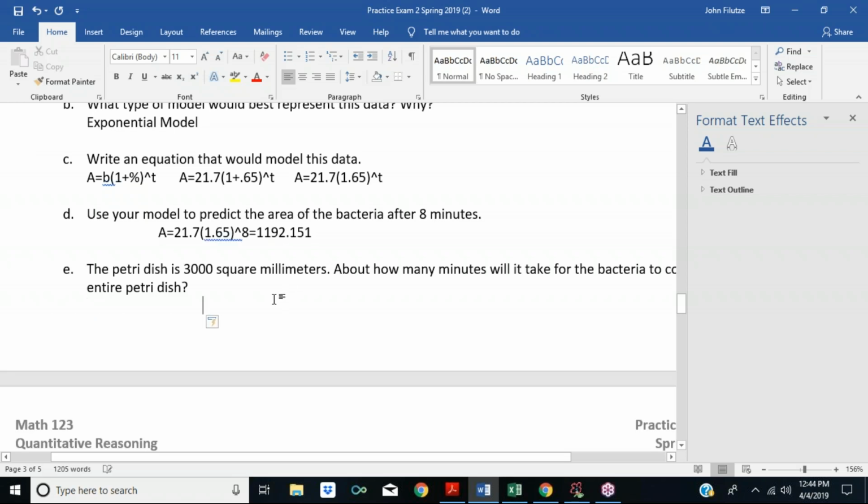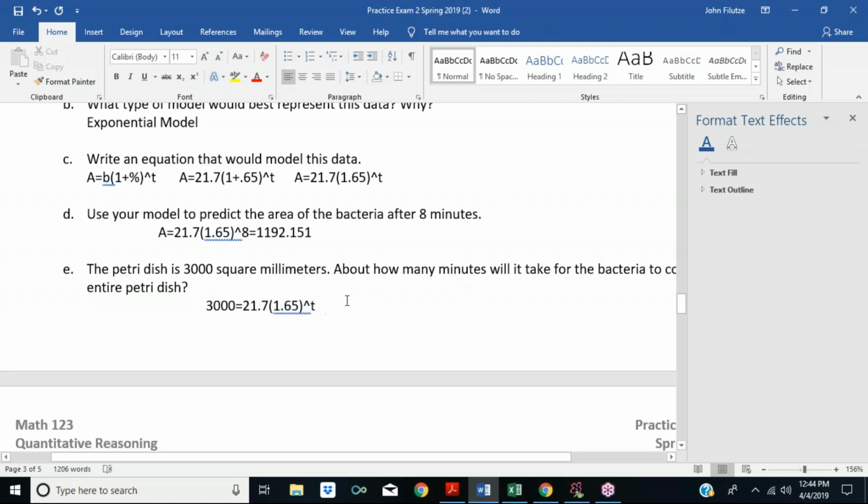And then finally on this one, it wants us to know how many minutes it will take to get to 3,000. And so what we're going to do is put different values in for the t until this side is at least 3,000.